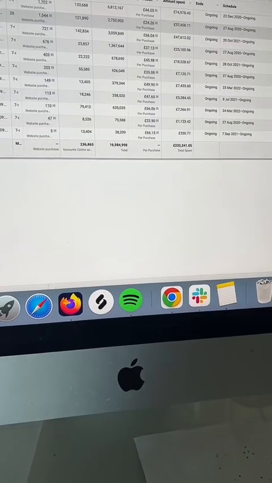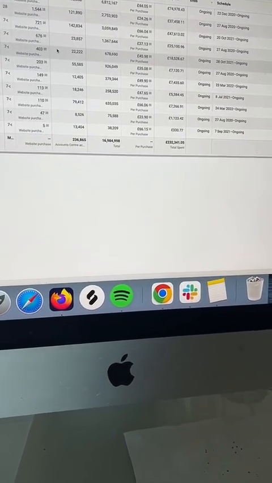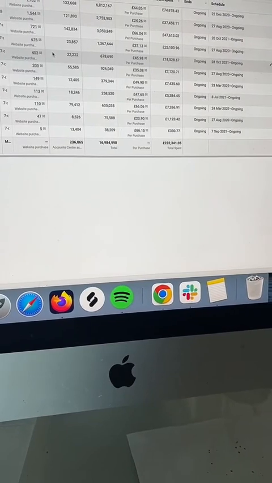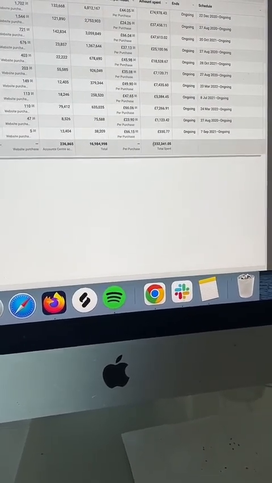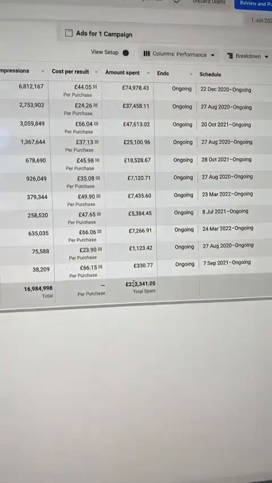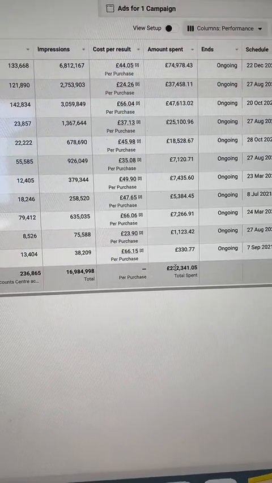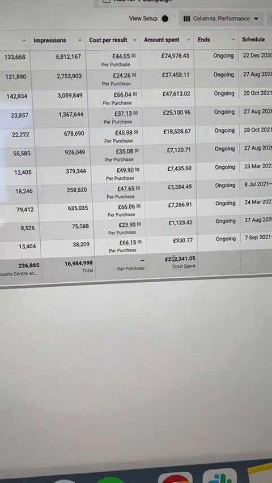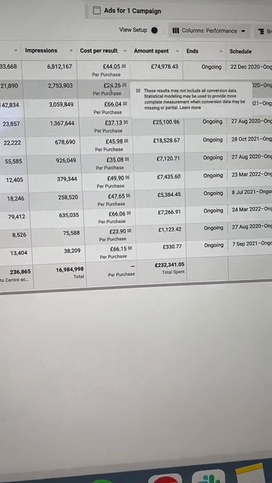Now, here's where the magic happens for us. After having all those landing page views, we start retargeting people straight away with purchase campaigns. So we're optimizing here per purchase. And we spent about 232k in this campaign. And you can see here what our average cost per purchase was. £23 was actually the lowest, but we'd only spent 1,000. But really, it's just £24 here per purchase.